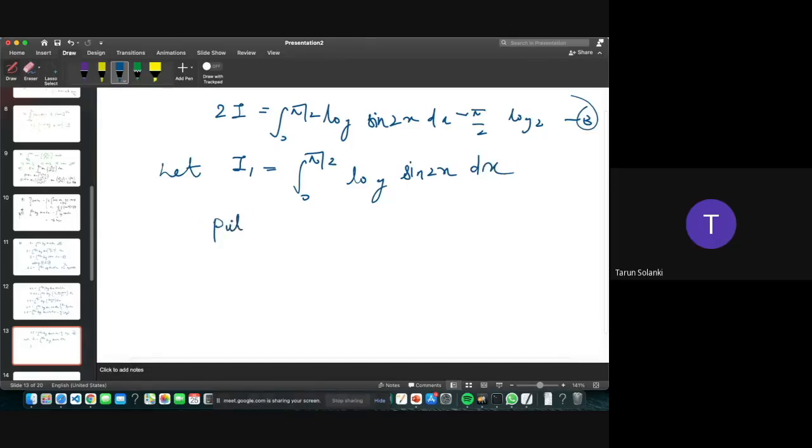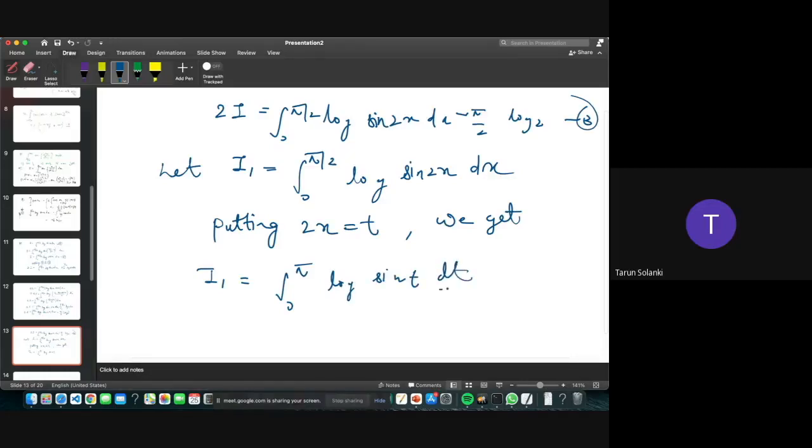So putting 2x equal to t, we get I1 is equal to the integral from 0 to pi of log sine t dt by 2, right? So I1 becomes half into 2, the integral from 0 to pi by 2 of log sine t dt.